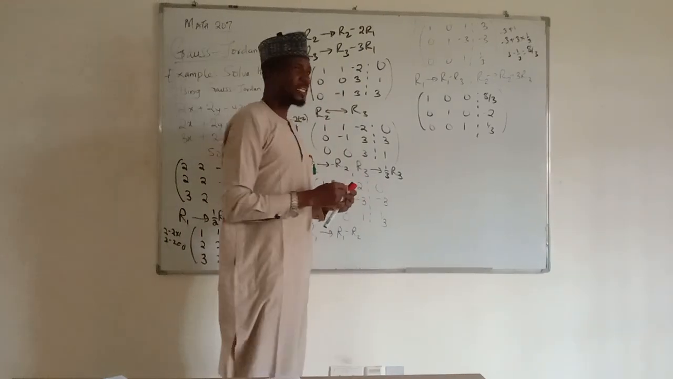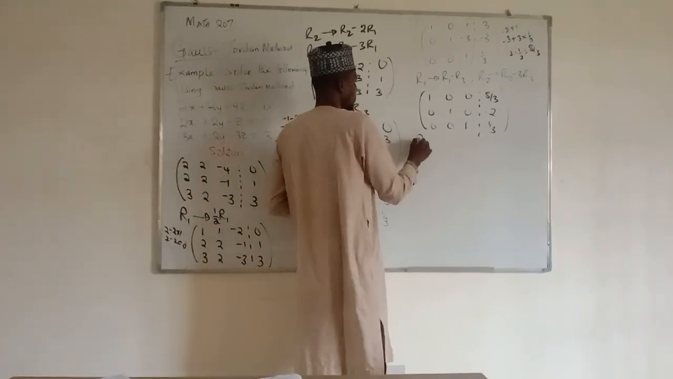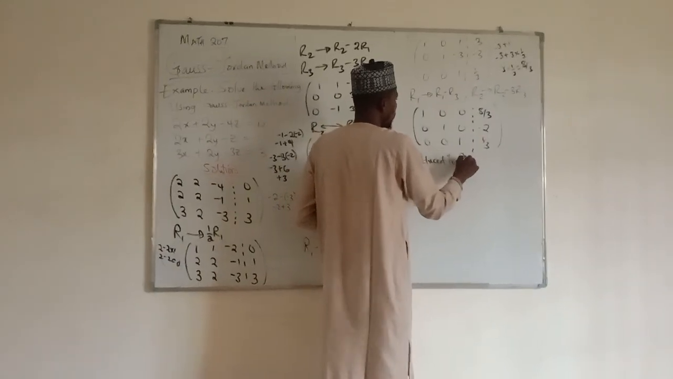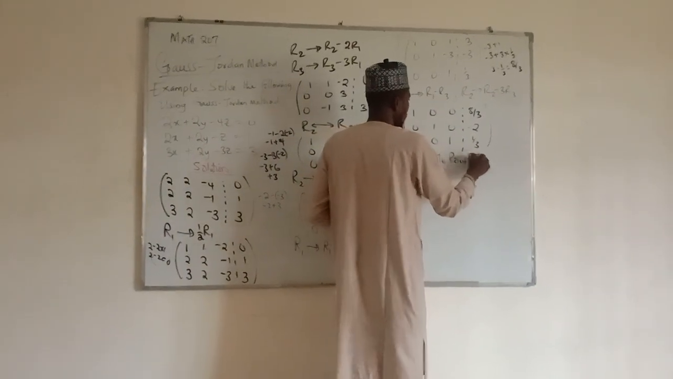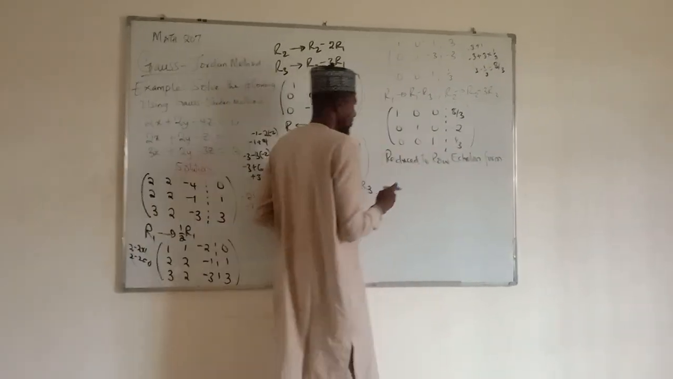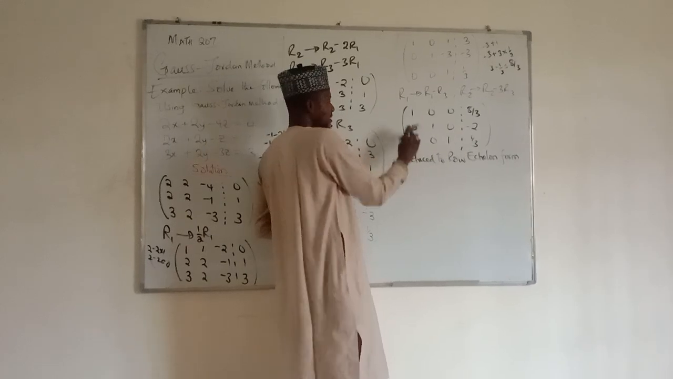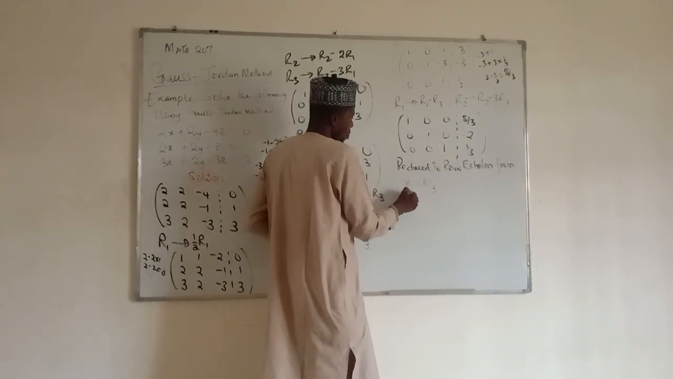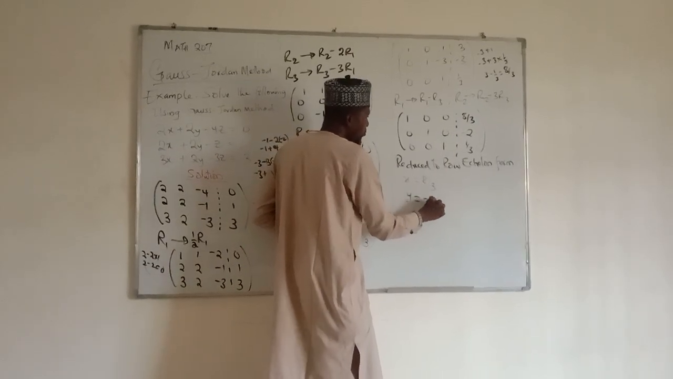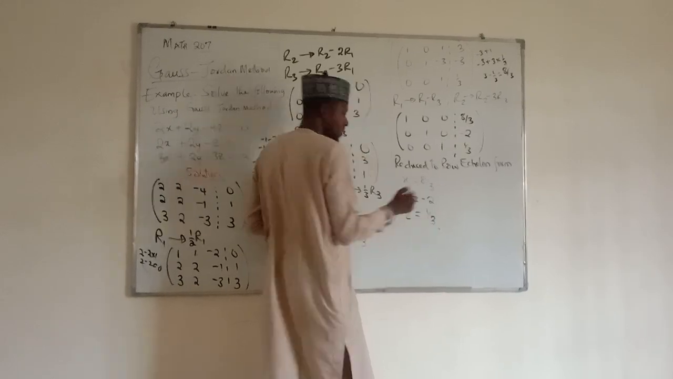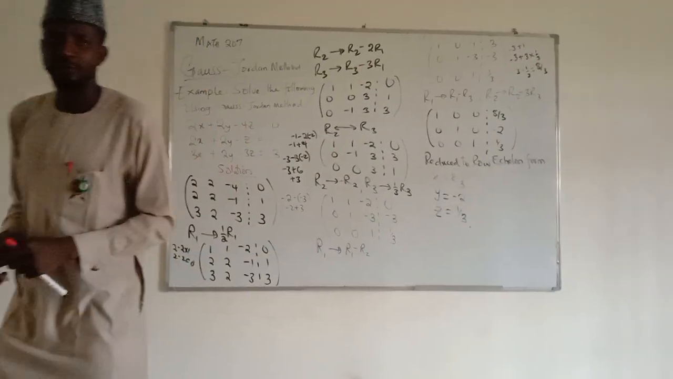So you can now see that this has been reduced to row echelon form. So we have the coefficient of x here. x is now equal to 8 over 3. y is equal to minus 2. And z is equal to 1 over 3. Very simple.